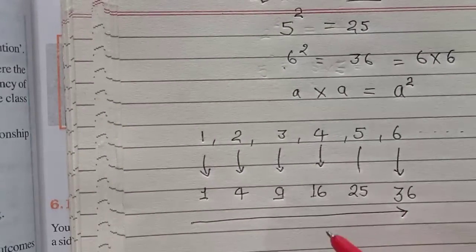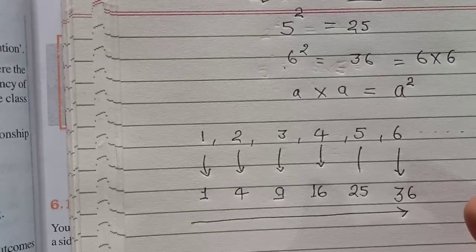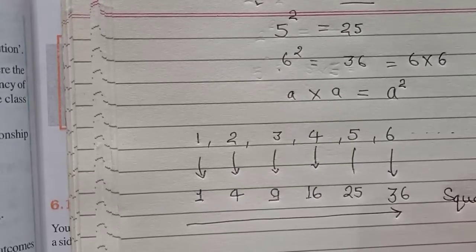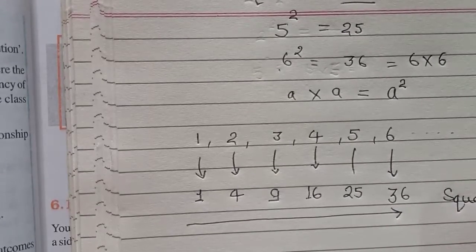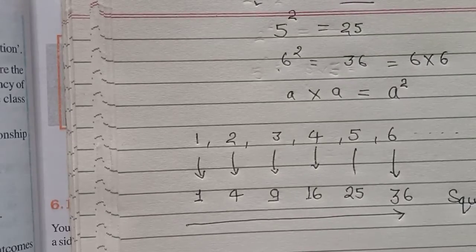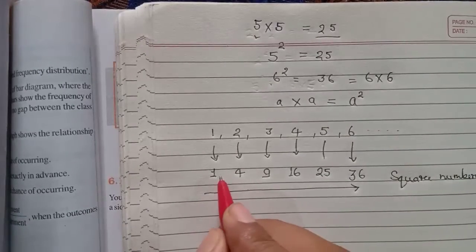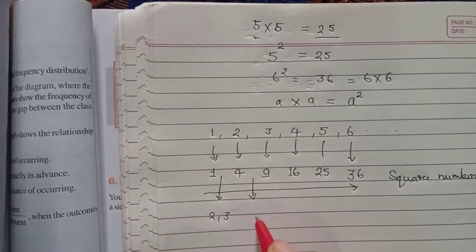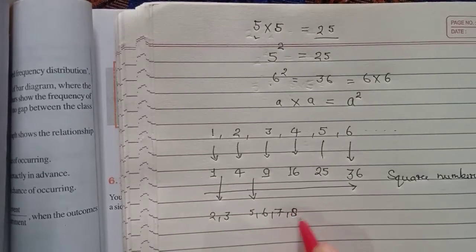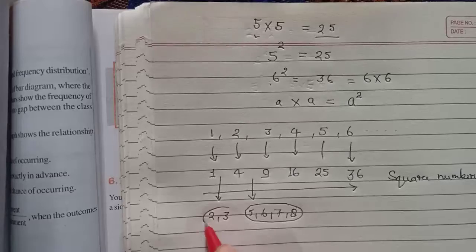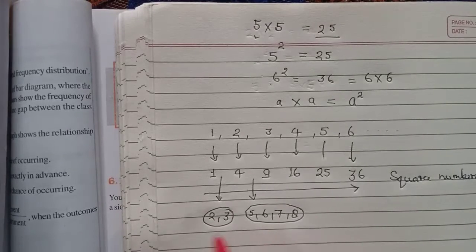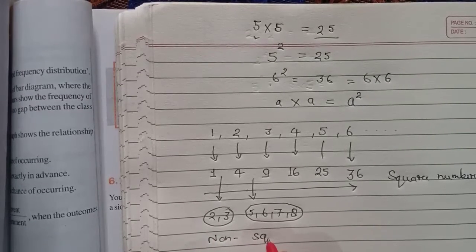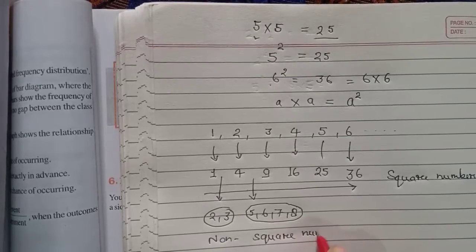All these numbers which are obtained by multiplying a natural number by itself are called square numbers. But some numbers, like 2, 3, 5, 6, 7 and 8, are not the square of any natural number. So these numbers are called non-square numbers.